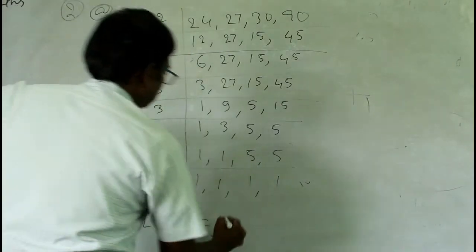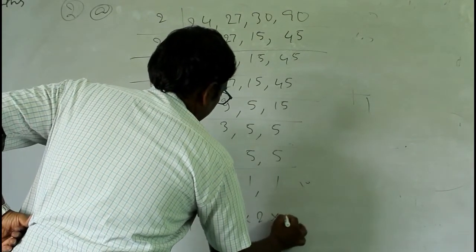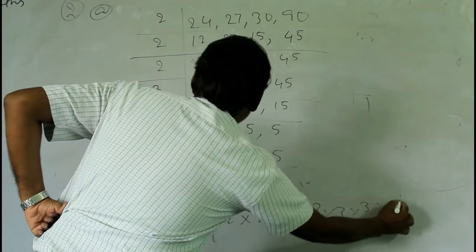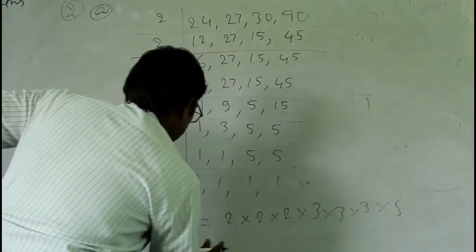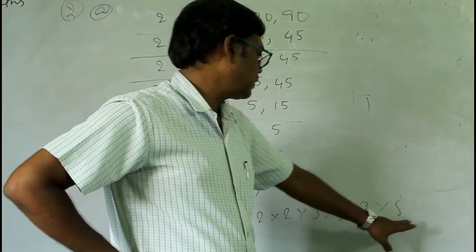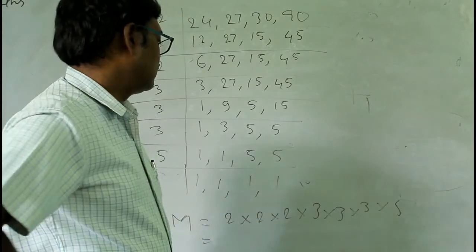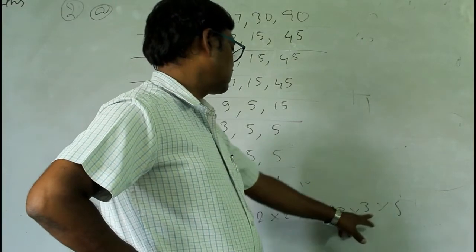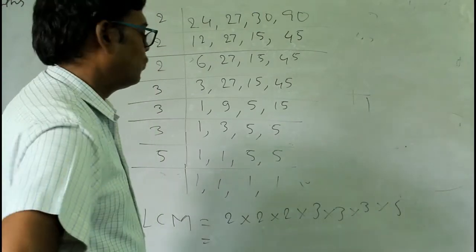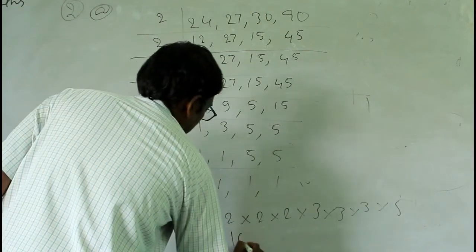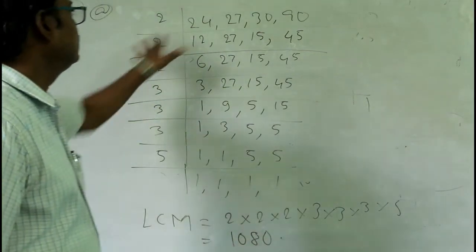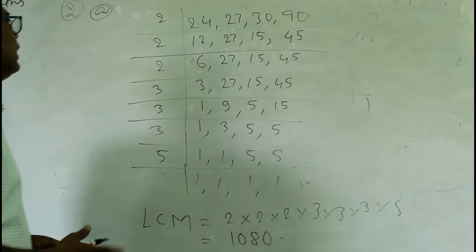Then LCM equal to, write all the numbers, 2 into 2 into 2 into 3 into 3 into 3 into 5. Okay. So what is the answer here? Multiply all these numbers. First multiply 5 twos, 10. Okay. Then 3 threes are 9, 3 nines are 27, 2 twenty-sevens are 54, 54 twos are 108. Okay, this is the LCM of these 4 numbers.